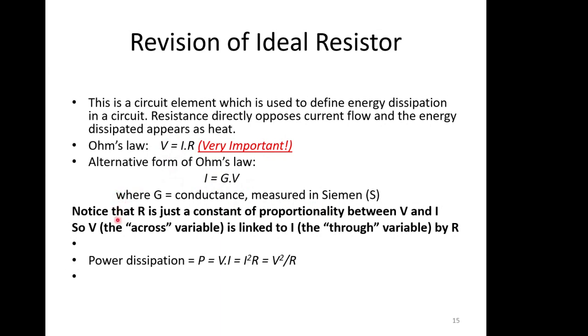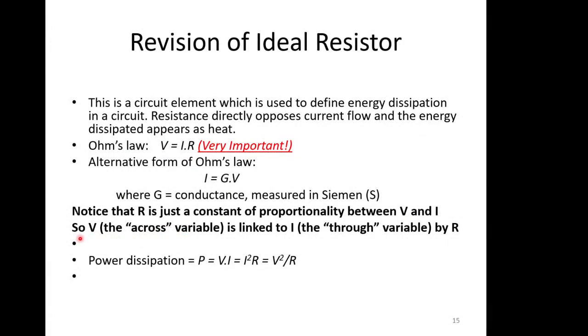But from a mathematical viewpoint, notice that R, the value of resistance, is just a constant of proportionality between V and I. So it's the equation of a straight line, but with no intercept. Yeah, y equals mx plus c. That's all it is, but simplified. Sorry about my creaking chair.